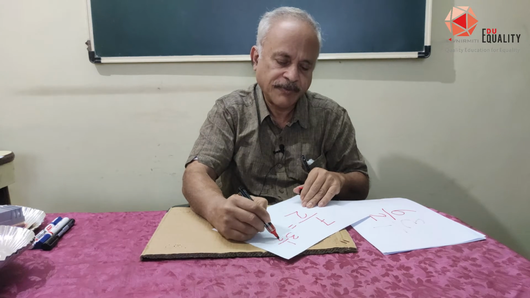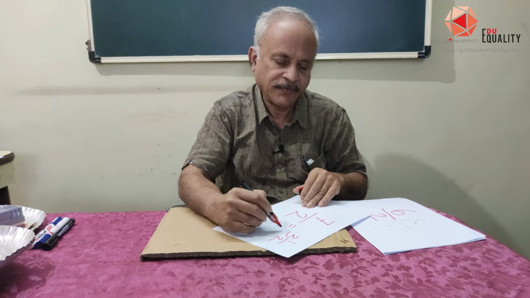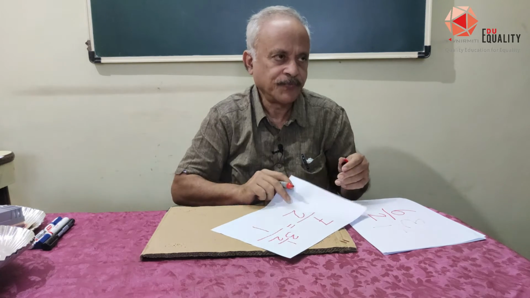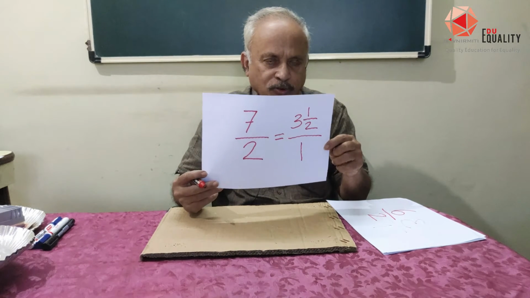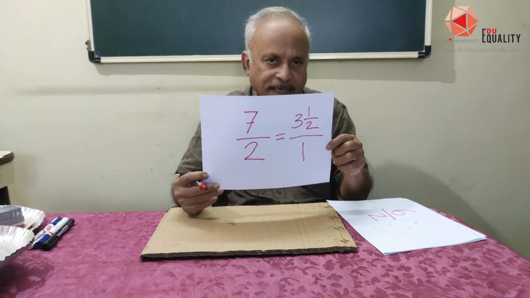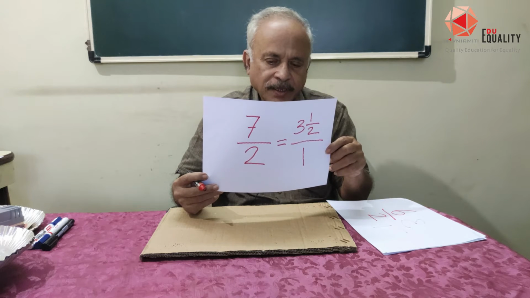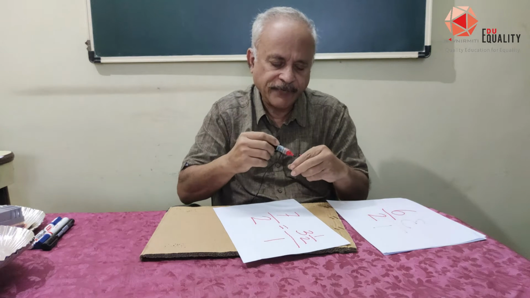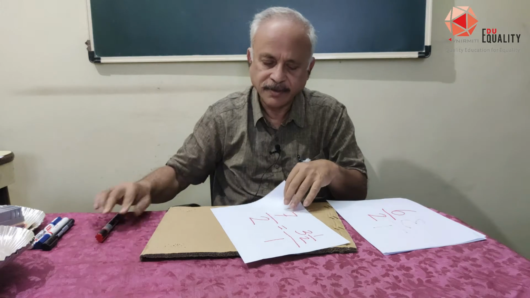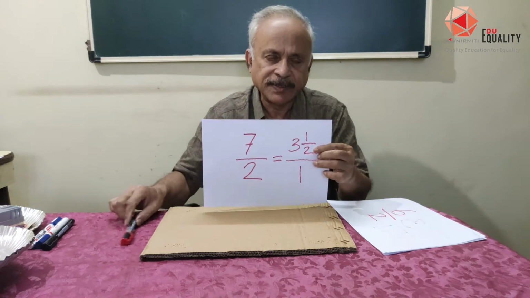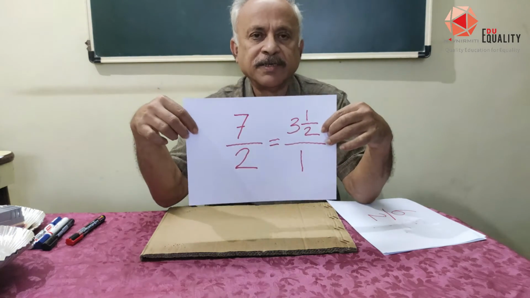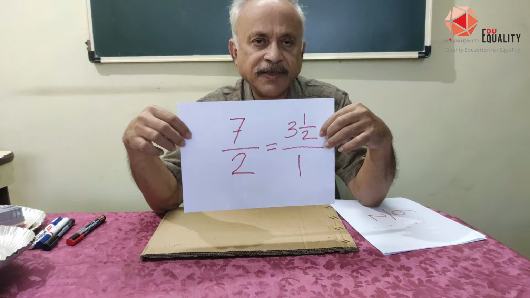I'm writing it as 3.5 divided by 1, because one portion is 3.5. I have written it. Now, what I have written here, why we write this like this, we will see later. But what I have written here is known as a fraction.